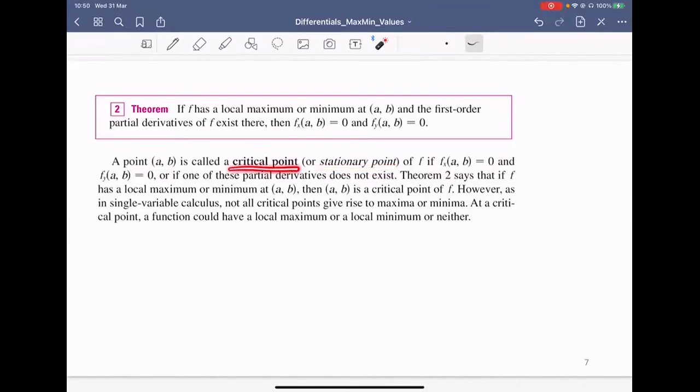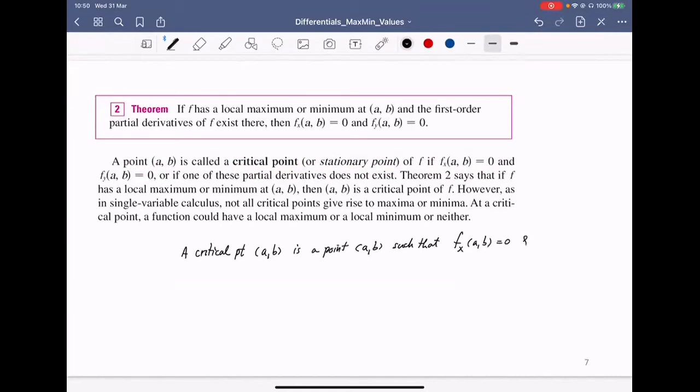So this is the critical point, or sometimes stationary point. But critical point is more common, so we can use critical point here. Again, a critical point. My abbreviation PT is point. A critical point (a, b) is a point (a, b) such that you have 2 conditions. F subscript x at (a, b) must be 0 and f subscript y at (a, b) must be 0. So you need 2 conditions here and here.